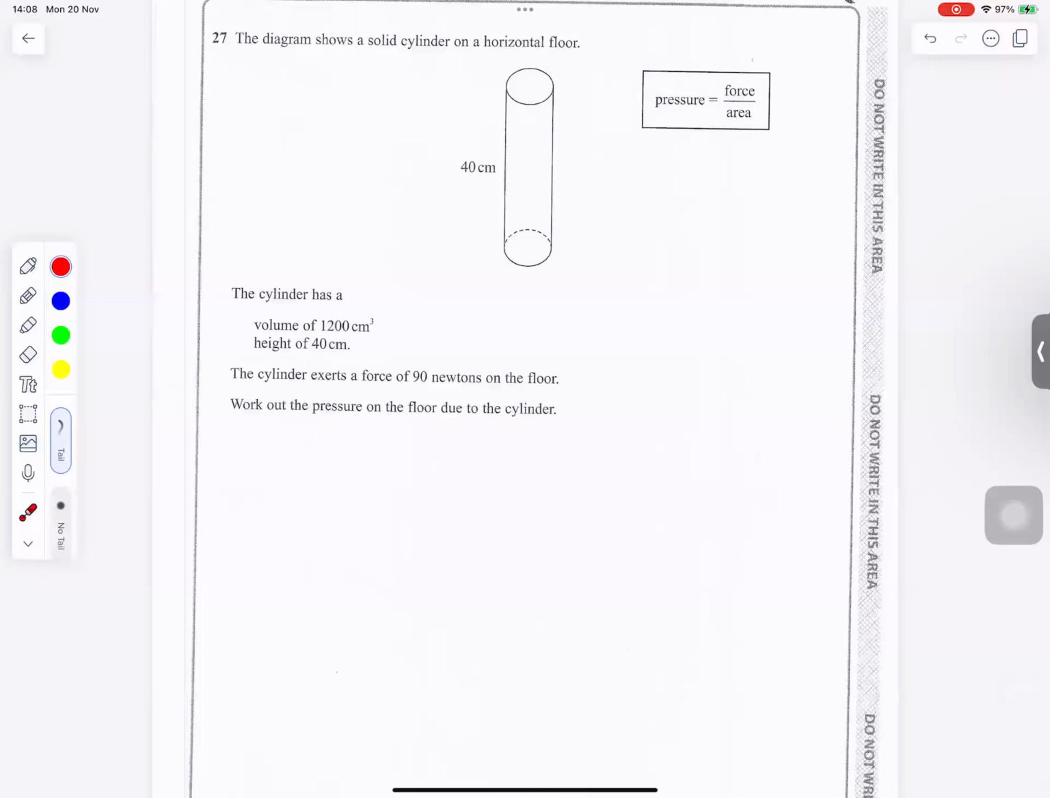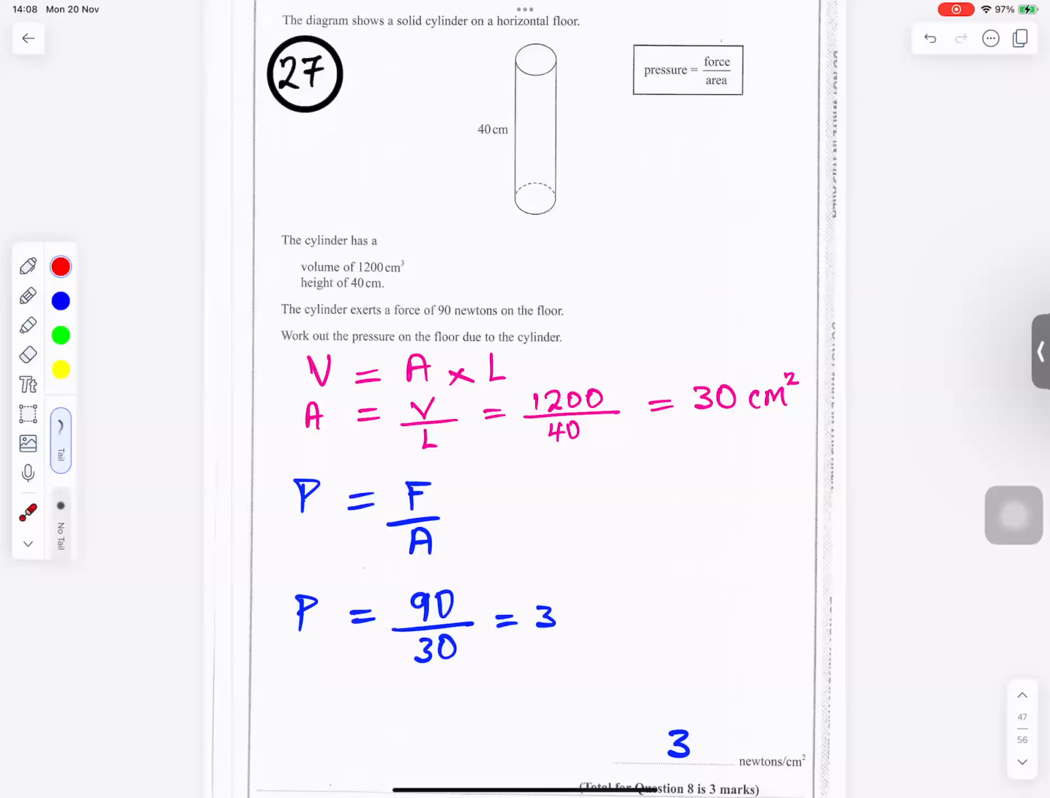Question number 27. Pressure is force over area. The formula is given at the top right there. And volume is area times length. I remember it by thinking of the word Valentine, some people like Valentine's Day. So volume is area times length.